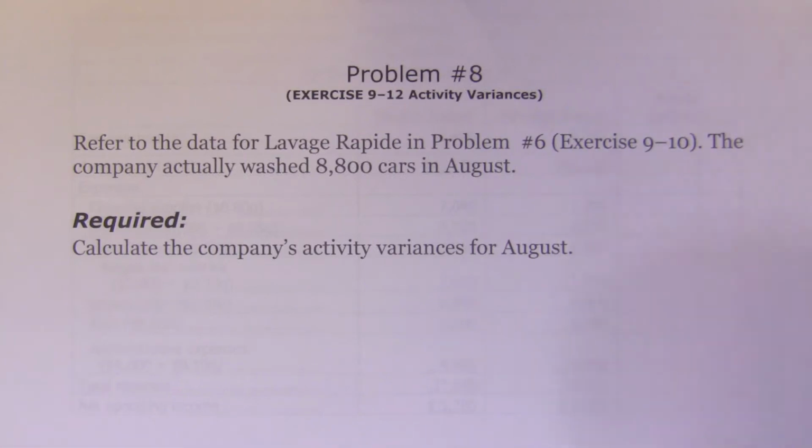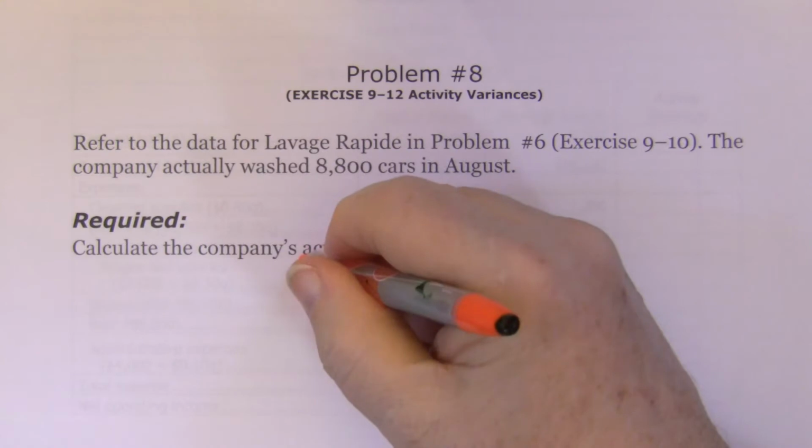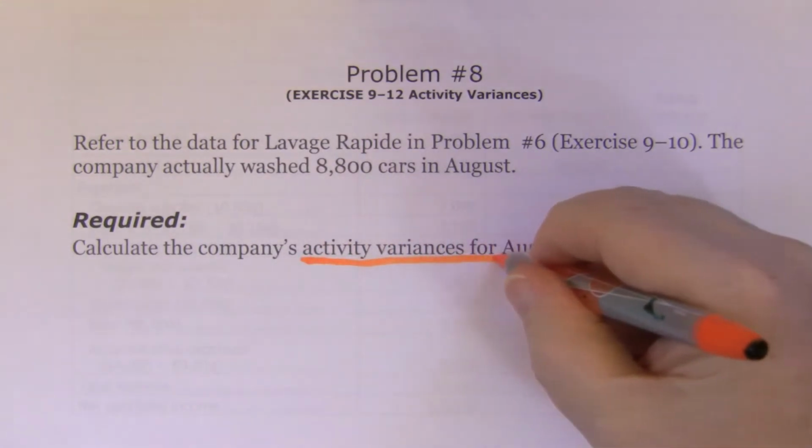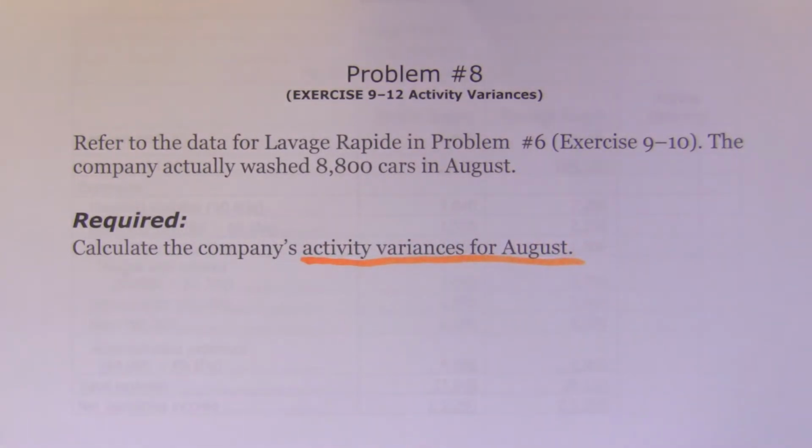Problem 8 asks us to compute the activity variances, which, as you remember, are the differences between the planning budget and the budget at a higher or lower level of output. That's by definition an activity variance. So what we need to do is come up with our activity budget.